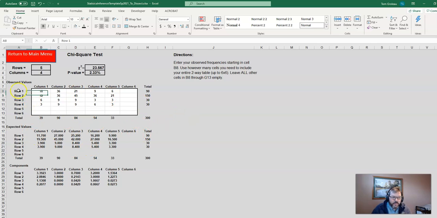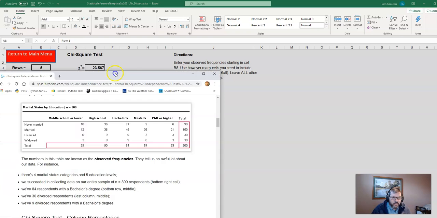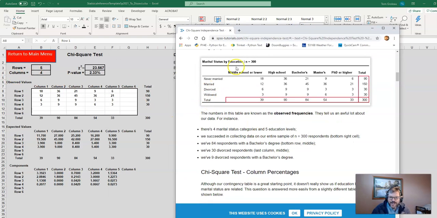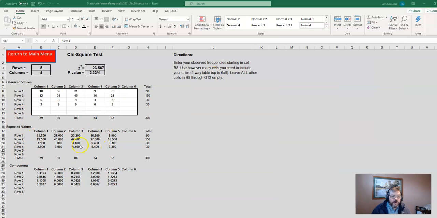It says if marital status has nothing to do with educational level, then with these totals on the margins, I would expect the individual cells to have these frequencies. So we do see that if there was no relationship between education and marital status, instead of 36 never married and 30 high school graduates and 36 married graduates, I'd expect 27 never married high school graduates and 45 married high school graduates. So you see the numbers don't match exactly.